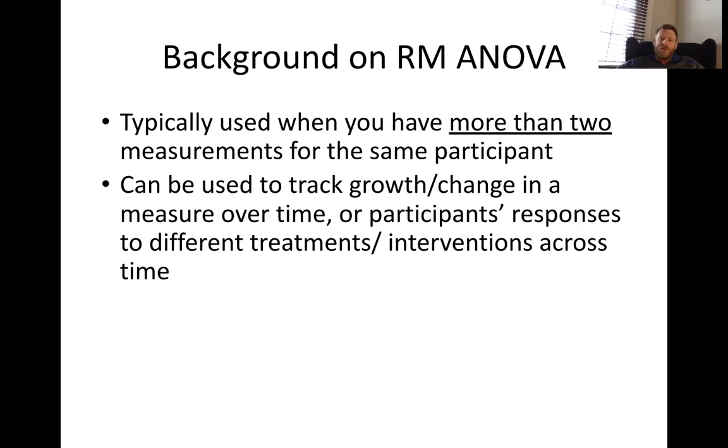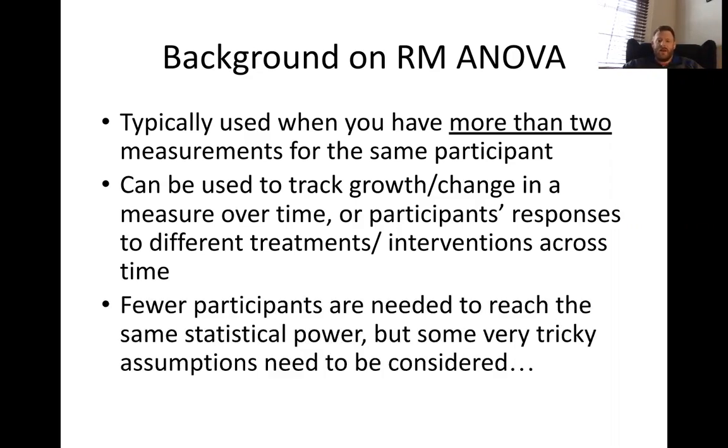A repeated measures ANOVA can be used to track growth or change in any measure over time. You don't have to have that kind of treatment control distinction, so that's nice. But you can add in the treatment distinction as well. So you can look at different interventions over time and growth and change over time as well. So that is definitely a strength of this method.